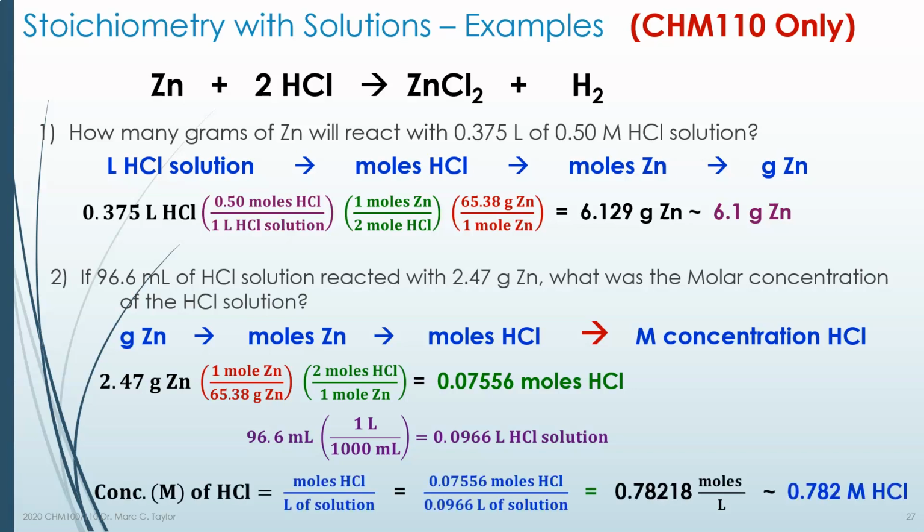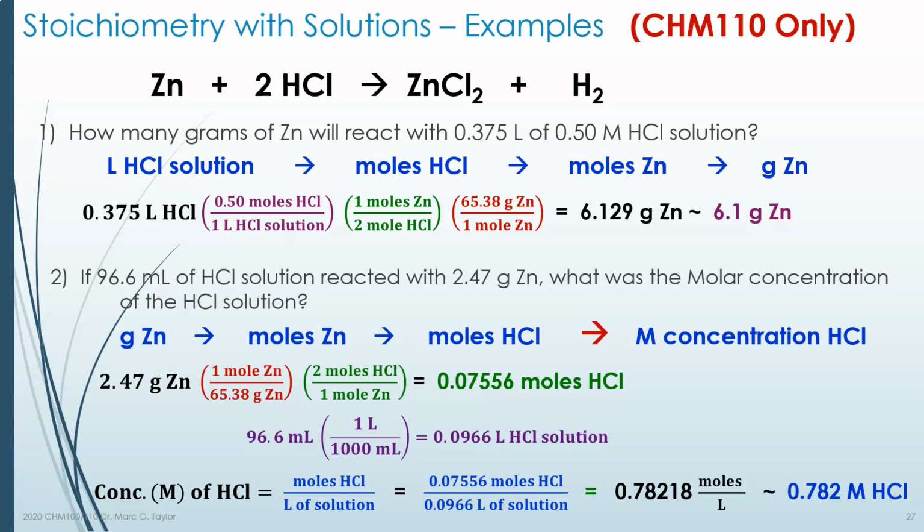And we end up calculating 0.78218 moles of HCl per liter of HCl solution, or moles per liter. And that's the same unit. Moles per liter is molar. Remember, that's molar. It's not just moles when you see the big M. It's moles per liter.